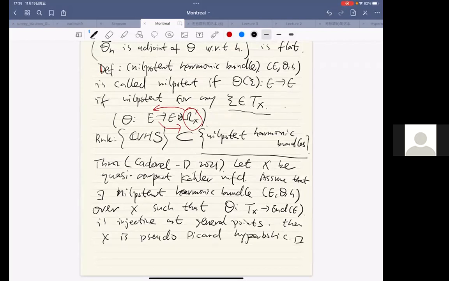Okay, but if you assume that theta is injective everywhere, then it's true: X is Picard hyperbolic. You can remove the pseudo. Okay, so this is the theorem I want to talk about today.